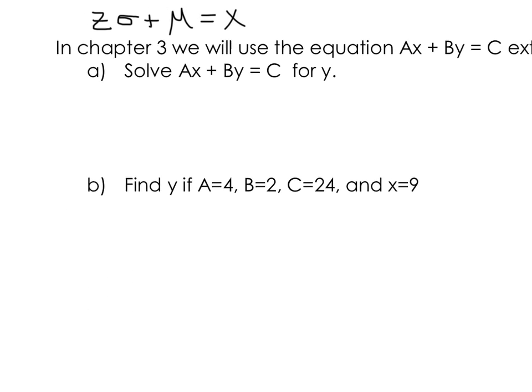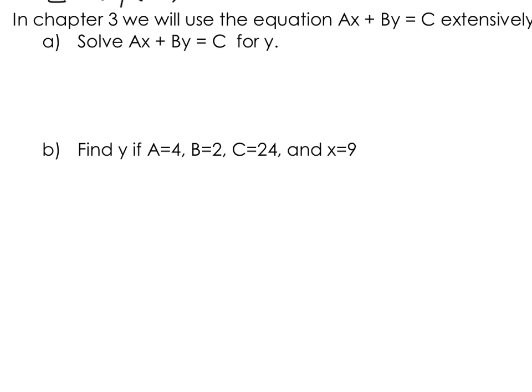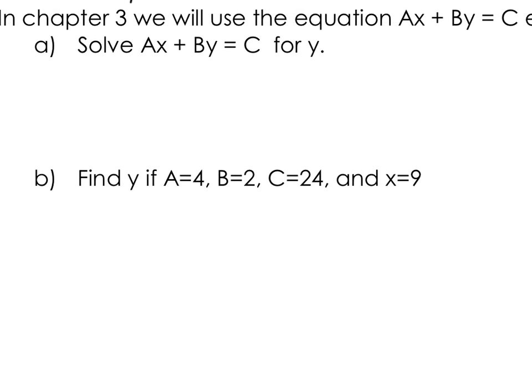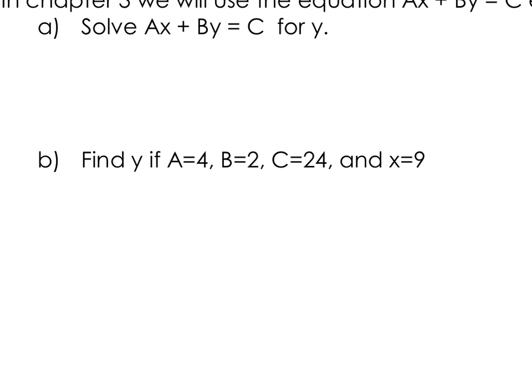In Chapter 3, we will use the equation ax plus by equals c extensively. So we're going to need to be able to solve for y. That's something that we will do often. So let's solve ax plus by equals c for y. We need to get the by term by itself. Remember, we add or subtract first before we divide. So we'll subtract ax from both sides. So that gives us by equals c minus ax.